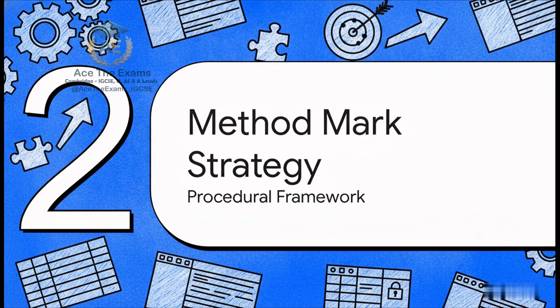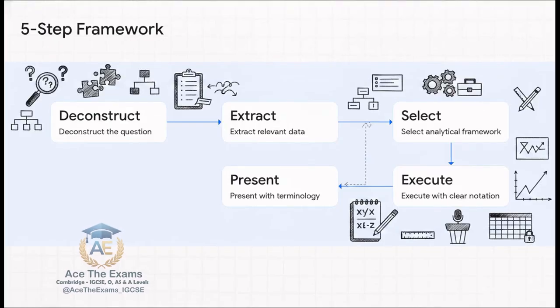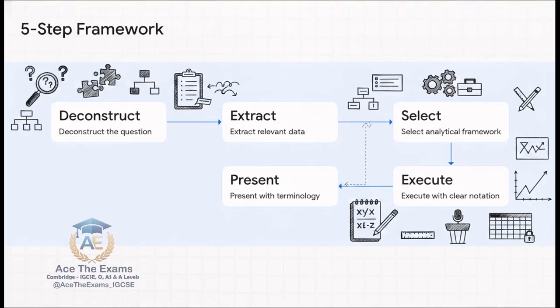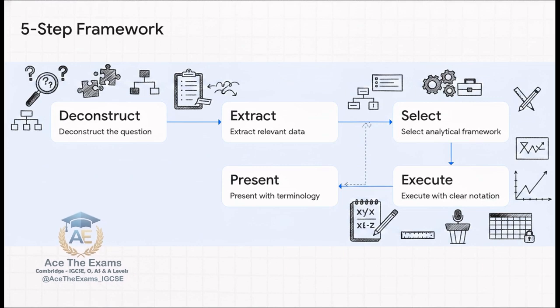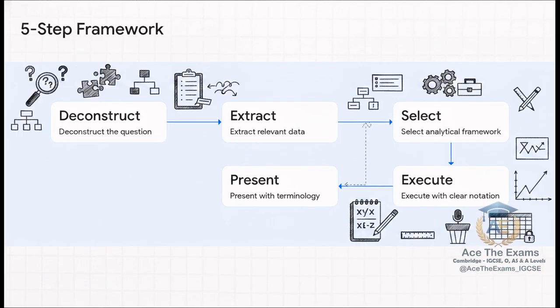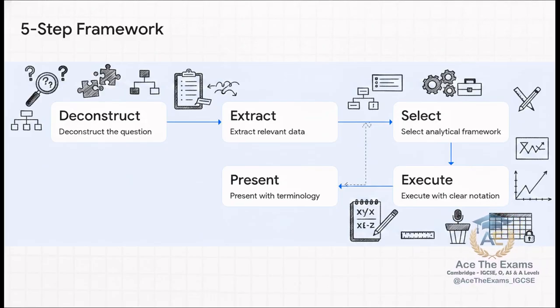All right, let's transition right into Section 2, the method mark strategy. This is where the theory actually meets practical exam execution. You get marks for your process, right? To actually secure those marks, you need to use this exact 5-step procedural framework. Step 1, deconstruct the question. What are they actually asking you to solve? Step 2, extract the relevant data from the scenario. Step 3, select your analytical framework. Step 4, execute with clear notation.